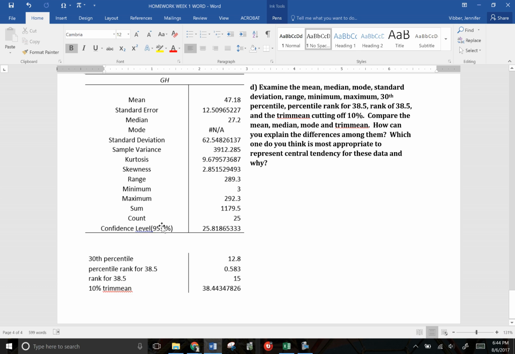And last but not least, what I did here is I got this descriptive statistics with the mean, median, mode, standard deviation, percentile rank, and so on. I want you to compare the mean, median, mode, and trim mean. How can you explain the differences among them? Which one do you think is the most appropriate?